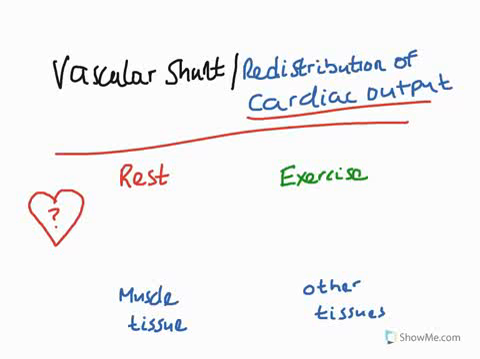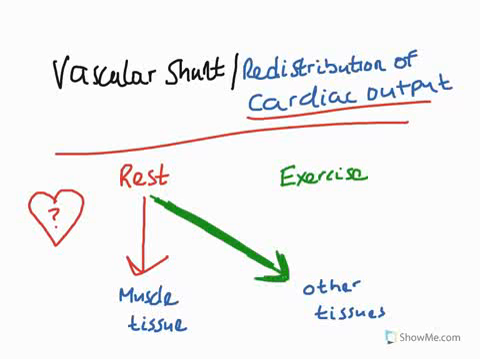Well, first of all, let's just look at a very, very simple illustration. During rest, we have the vast majority of our cardiac output being directed towards the general or other tissues of the body, and a small proportion of that cardiac output being directed to the muscle tissue. So we're saying that by far the vast majority is going, nice thick line there, to the rest of the body or to other tissues.